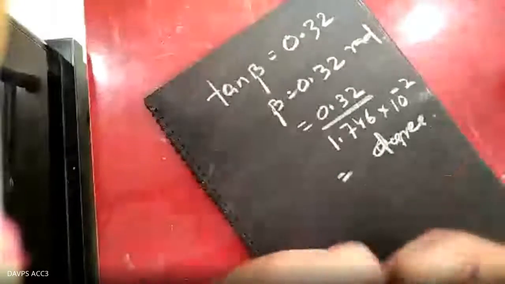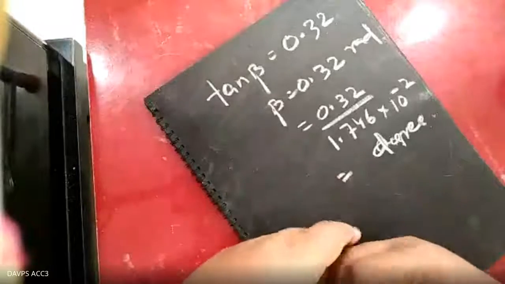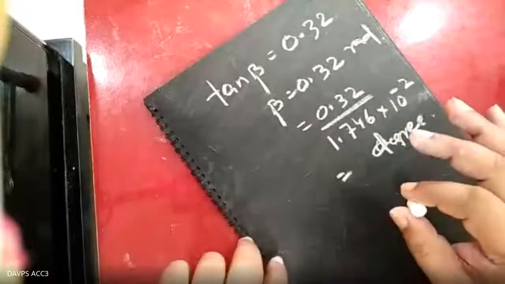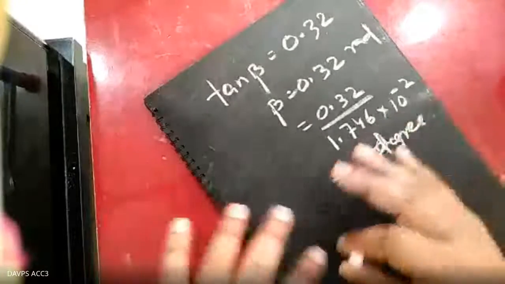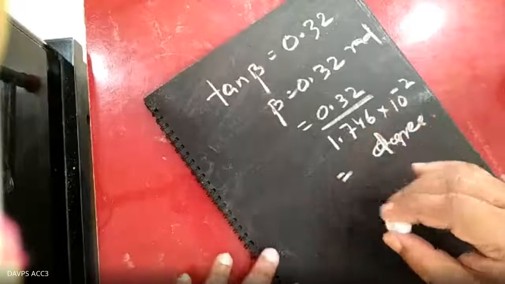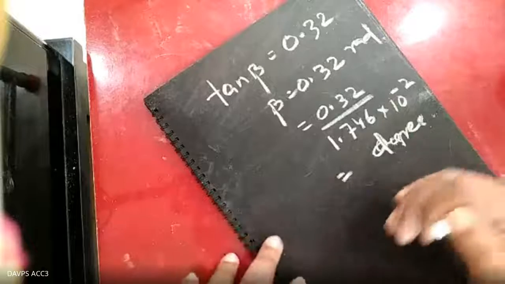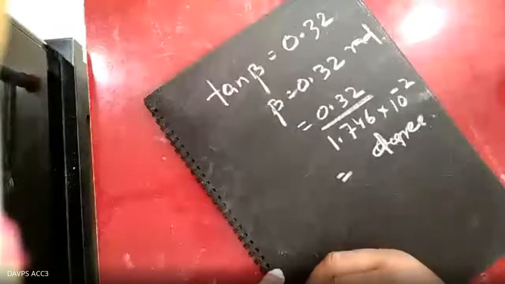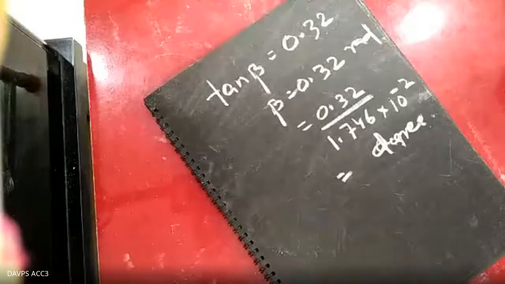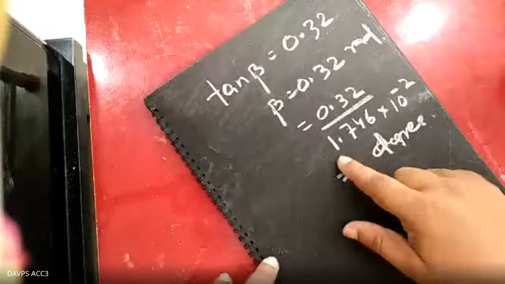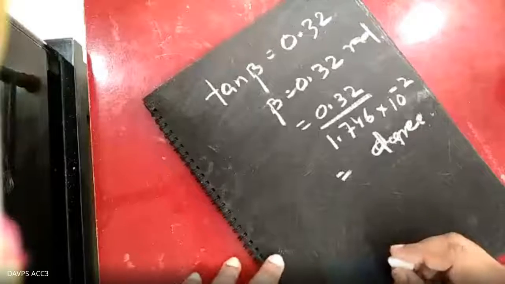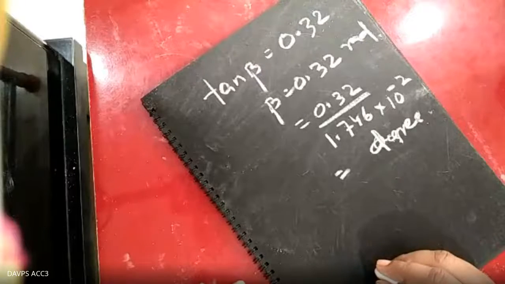Because you do not know whether the tan value is for 29 degree, 32 degree, 15 degree or 18 degree. You don't have the table, and nobody will provide you the table in the examination. So you have to apply tricks here. Suppose in multiple choice questions the degree values are given, how do you check whether your answer is correct? You divide by 1.746 into 10 to the power minus 2, because 1 degree equals 1.746 into 10 to the power minus 2 radian.